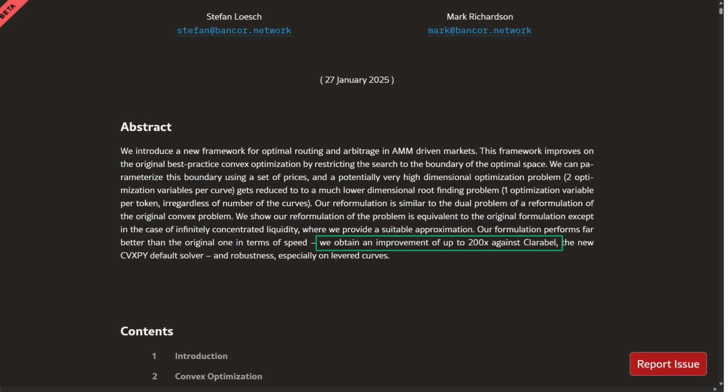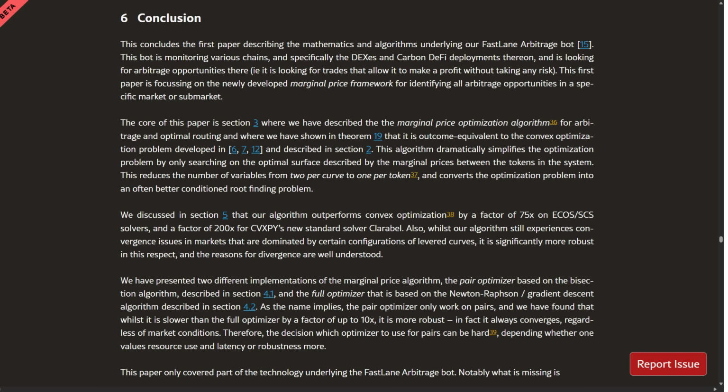The Arb Fastlane bot uses a newly invented method to scan DeFi pools, and this method is up to 200 times faster than the industry standard solver, Clarabel. This massive increase in the speed of computation means that the Arb bot gets to scan a positively massive number of pools, and it finds arbitrage so much faster than anyone else that it doesn't need special permissions or privileges to function. As documented in Bancor's recently published research, this represents a paradigm shift from conventional convex optimization approaches to a more sophisticated marginal price-focused methodology.